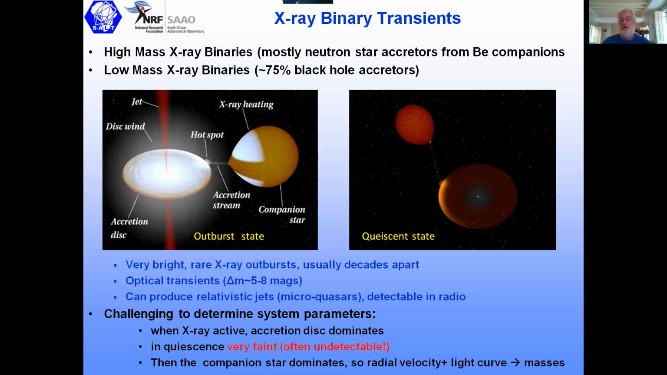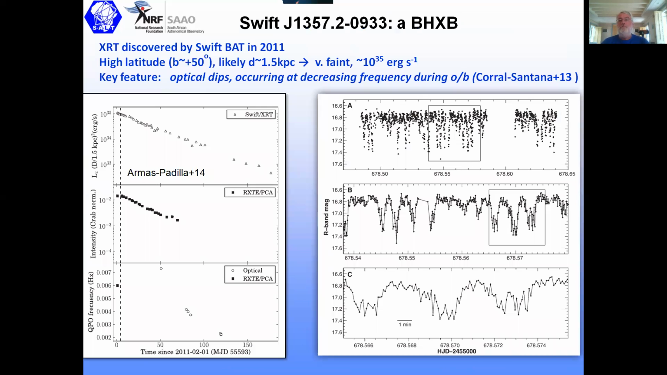It's challenging to determine system parameters in these because when they're X-ray active, the accretion disk is the dominant source of the luminosity, and you only really are able to study the secondary star where you might get, for example, radial velocities from the motion of the photospheric lines in the quiescent state, which is typically when they're very faint and therefore quite hard to detect unless you have large telescopes to do this.